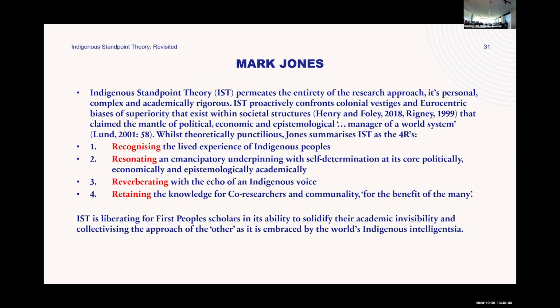The thing that grabbed me about this is, you know, he's looked at all of the main authors, his literature review is good, but the key things, he recognises the lived experience of Indigenous people. He resonates the emancipatory underpinning of self-determination, just as Rigby did, economically and epistemologically, academically, and reverberated the echo of the Indigenous voice. And he retained the knowledge for co-researchers and community for the benefits of the many. Brilliant. I hadn't missed out on the benefit of the many. I don't think I pushed that enough.